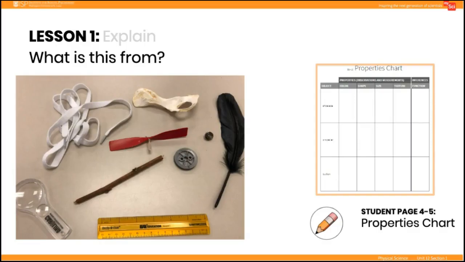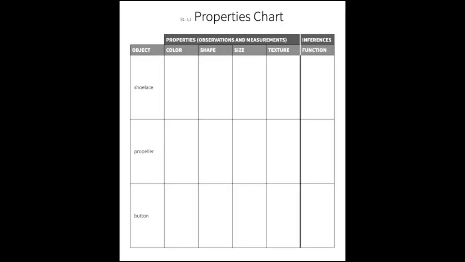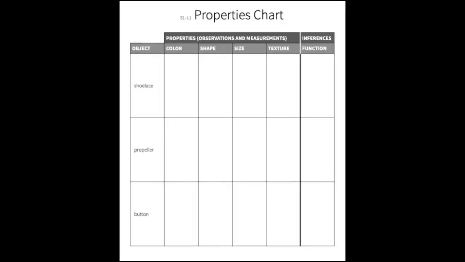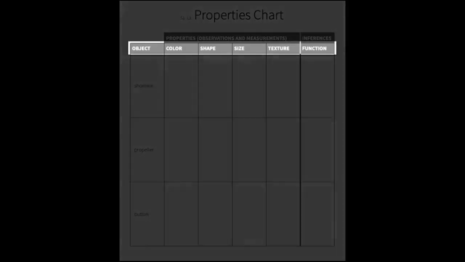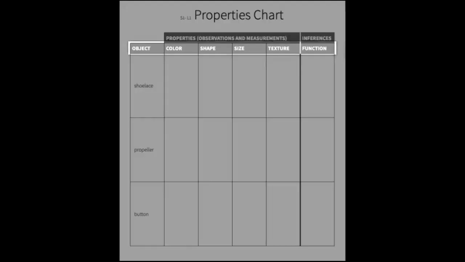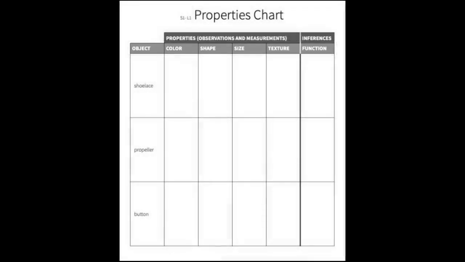In the Explain, students will use the object they have to make observations about its properties and record what they notice on Student Journal pages 4 and 5, Properties Chart. Before students begin, review each column to be sure they know what the headings mean. If needed, use a classroom object and model how to complete the chart.